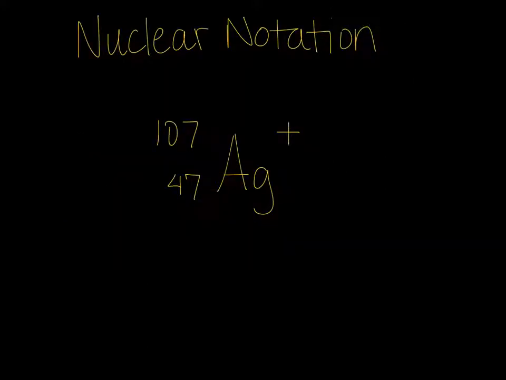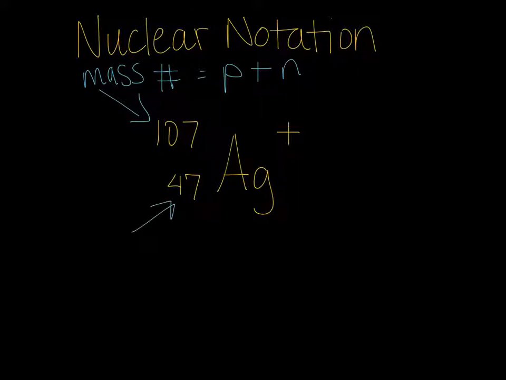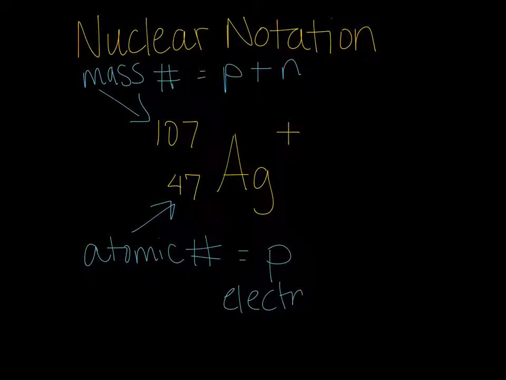All right, next thing, nuclear notation. All right, so this number right here, this is your mass number. This is not your average atomic mass. Your mass number is made up of protons plus neutrons. This right here is your atomic number. This is equal to your number of protons. If it's electrically neutral, then it'll also be equal to your electrons.